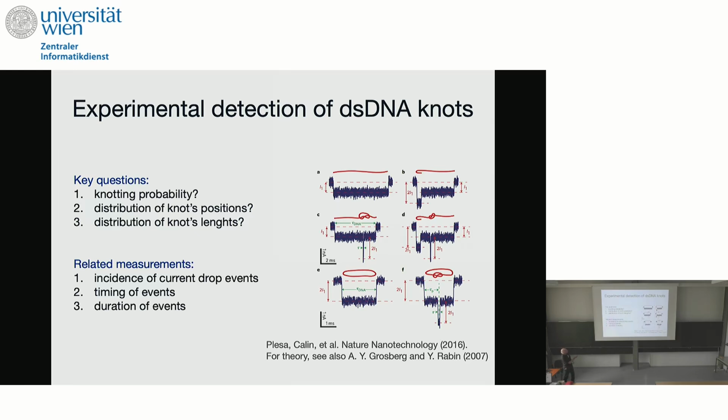You can also address where the knot is positioned, presumably, because you just look when this event occurs, at least that is the expectation. And by looking at the duration of the event, you might be able to say how long the knot is. If the knot is very tight or longer, you would expect signals that are longer or smaller. At least that is the intuition.